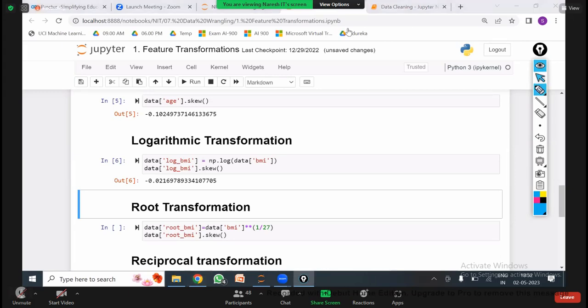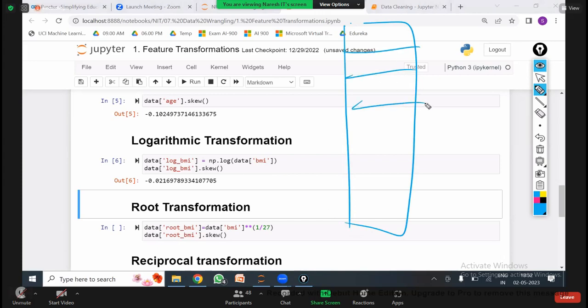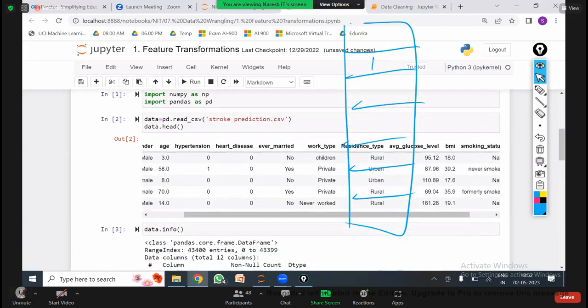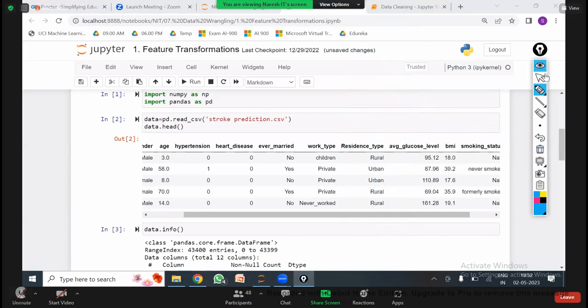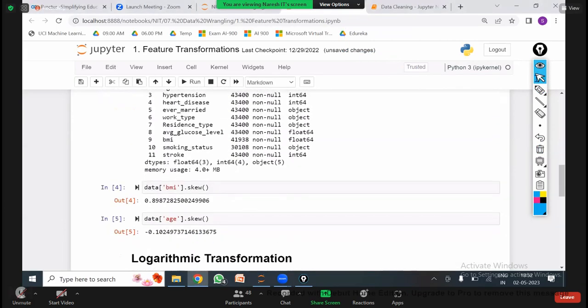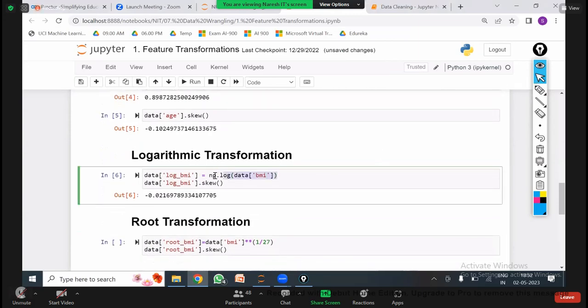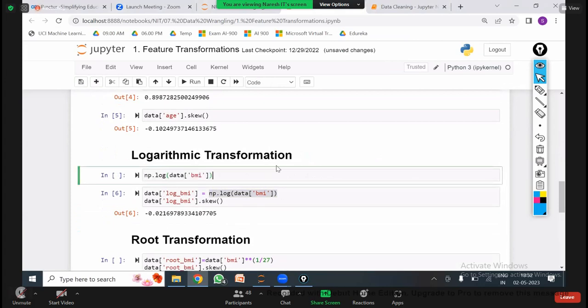What happened? The original data has some numbers. For example, what are the numbers I'm having here? 18, 19, next 39.2, 17.6, 35.9, 19.1. Like this I'm having. What I'm going to do, I'm just going to apply the log. Whatever the log transformation is there, these values are nothing but log. If I execute this and check, it is nothing but just a log.